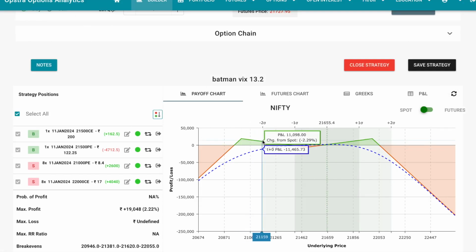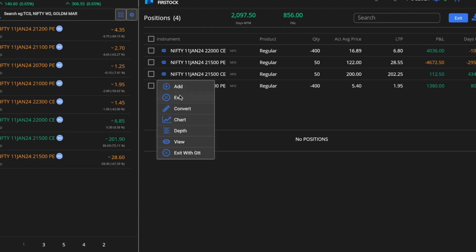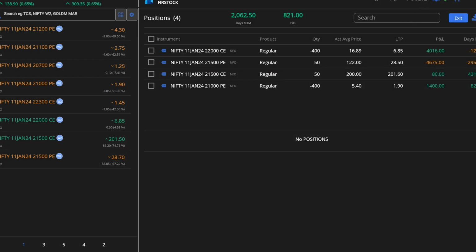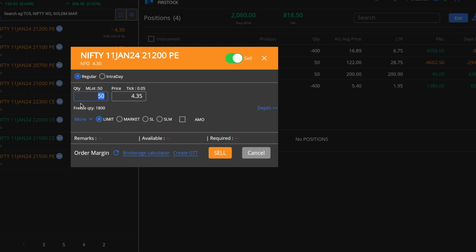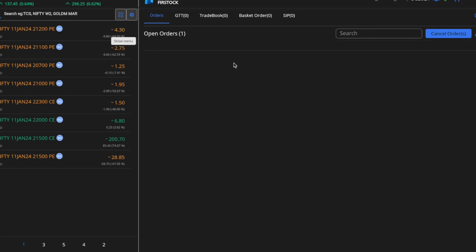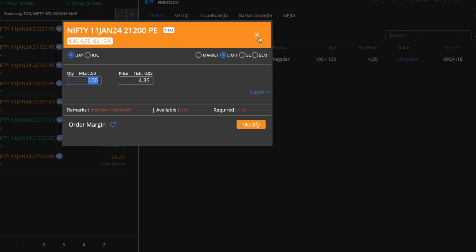So currently it's at 21,200 looks like here. So what we can do is probably we can shift 2 lots. So we can exit this. We just get 2 rupees more by shifting 2 lots. So what we can do, if the margins permit, we can start selling this. What if we sell 100 quantity and at a limit? Yes, it is sellable. And if we modify it, okay, no need for modification.